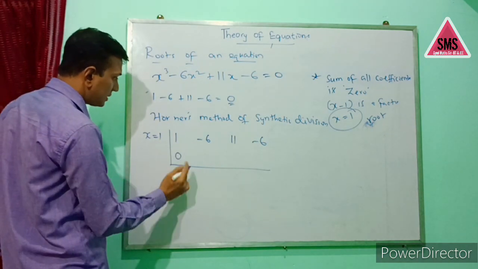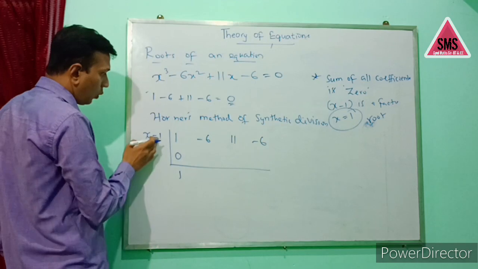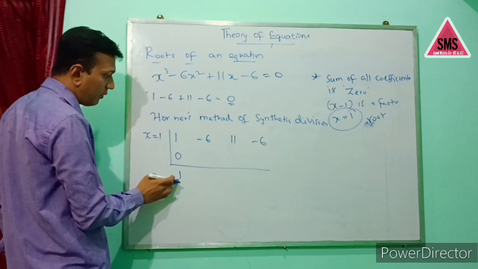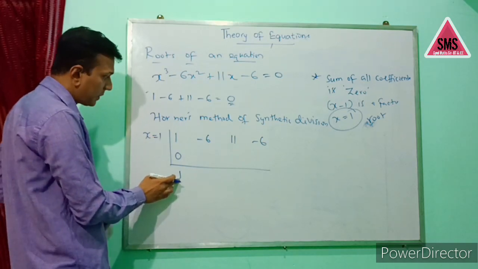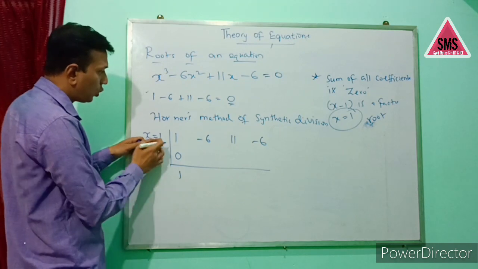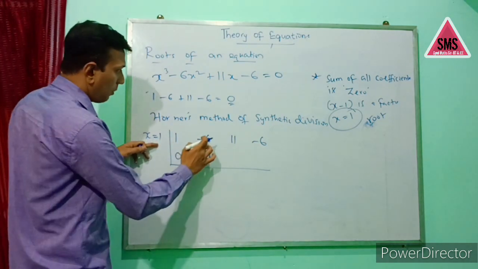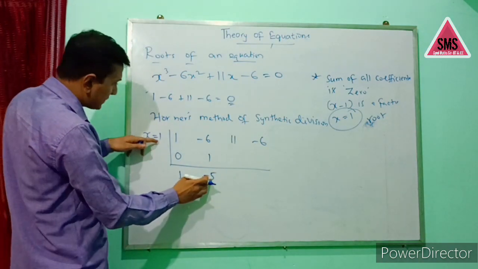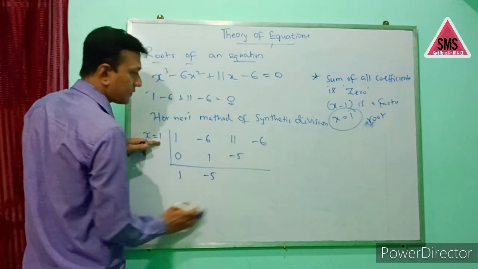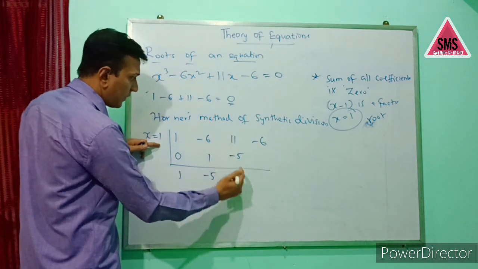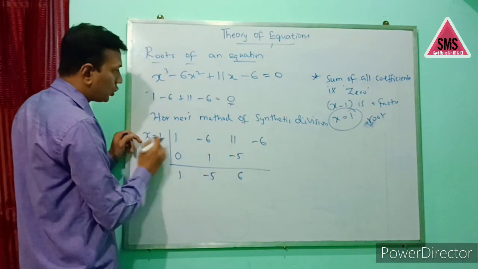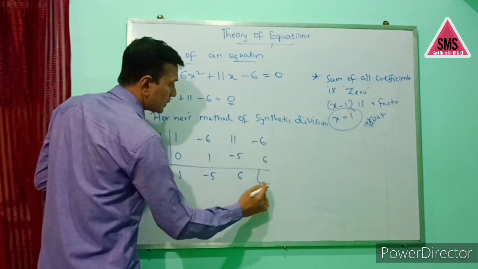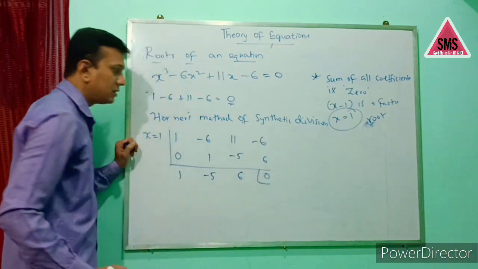Add these two terms. 1 plus 0, 1. 1 into 1. I have to multiply whatever result I got after addition with the root. 1 into 1, 1. Minus 6 plus 1, minus 5. Again minus 5 into 1, minus 5. 11 minus 5, 6. 6 into 1, 6. So I got these two terms as 0.